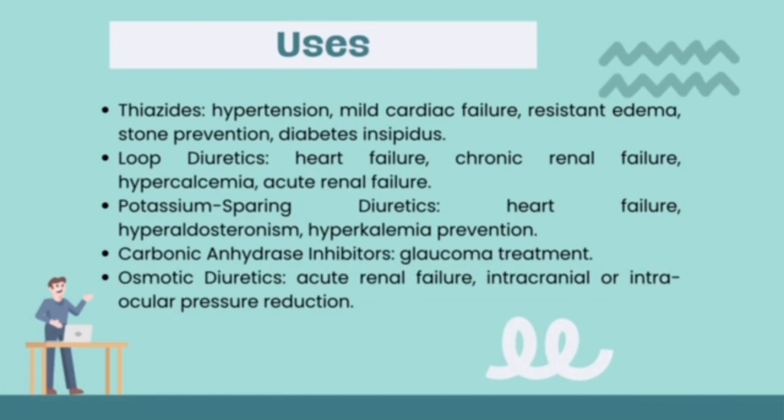For the uses, thiazide can be used to treat hypertension, mild cardiac failure, and edema, and loop diuretic can be used to treat heart failure, chronic renal failure, and hypercalcemia. Potassium sparing diuretic can be used to treat heart failure and hyperaldosteronism. Carbonic anhydrase inhibitor can be used to treat glaucoma. Osmotic diuretic can be used to treat acute renal failure and for IOP reduction.